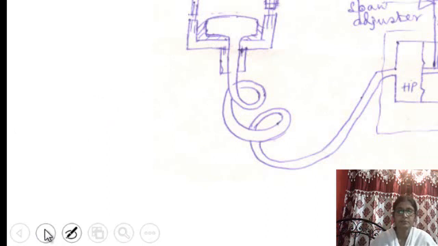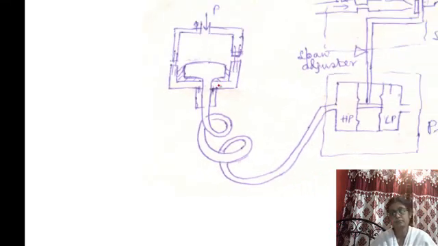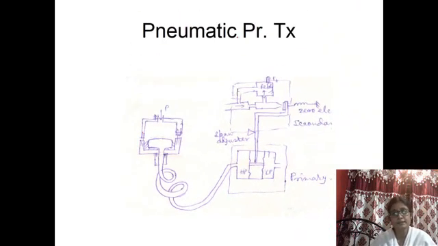Now pneumatic transmitters. Basically, pneumatic transmitters all use a flapper nozzle unit and a pneumatic relay, and the other part is the sensing part. Say this is a pneumatic pressure transmitter. See how this works.